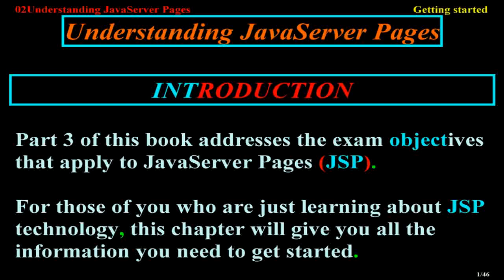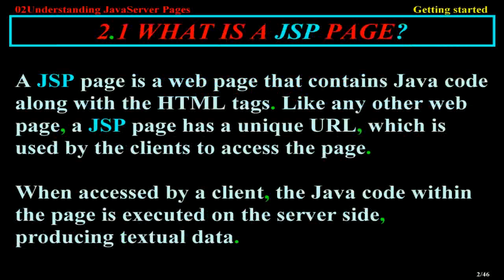Understanding JavaServer Pages. Introduction. Part 3 of this book addresses the exam objectives that apply to JavaServer Pages, JSP. For those of you who are just learning about JSP technology, this chapter will give you all the information you need to get started. 2.1. What is a JSP page? A JSP page is a web page that contains Java code along with the HTML tags.